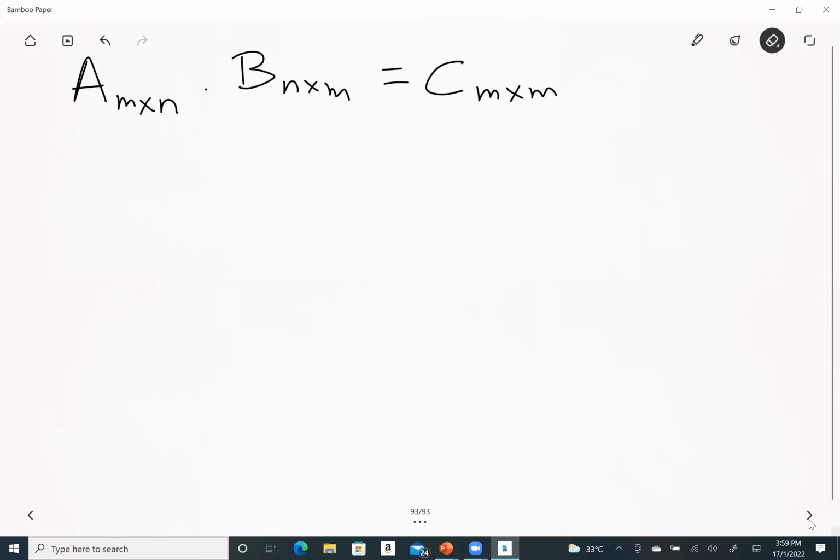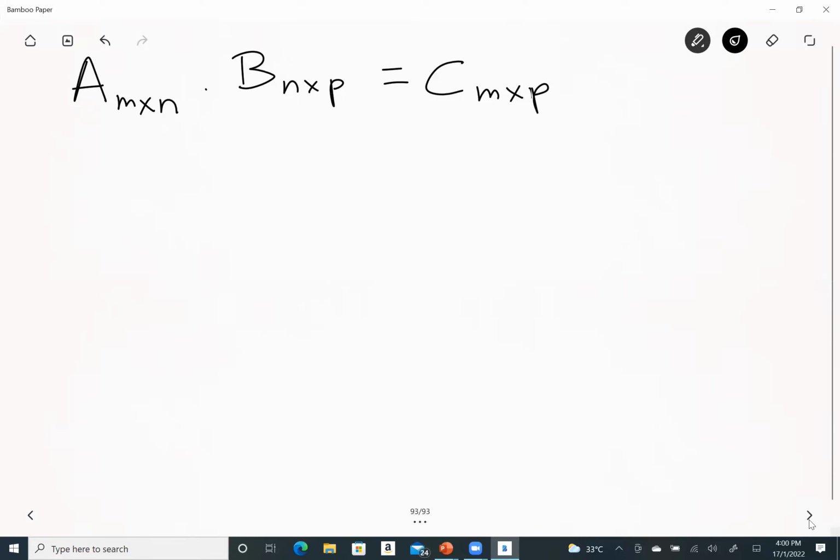We multiply two matrices, A, M by N, to a matrix B, N by M. And that will be equal to C, M by M. A matrix. So we use another number, so that will be more general. N by, selesai dalam buku dia guna P. Okay, N by P. So C is N by P.